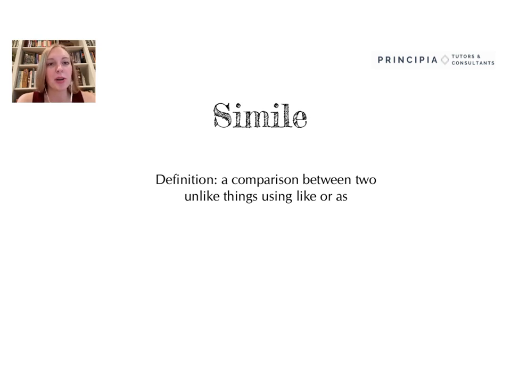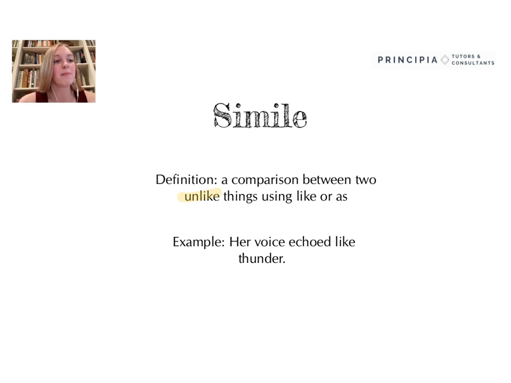It's important to note the unlike things here. If I say that Jan looks like Susan, we're not comparing two unlike things, right? These should be not just saying that something resembles something else. So a great example of this would be her voice echoed like thunder, right? A voice and thunder are different things, but we're saying her voice has that same resonance, the same power as thunder.